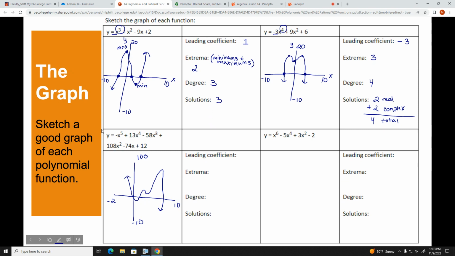So leading coefficient on this, looking for that number, I see a -1. Extrema, I see 1, 2, 3, 4. Degree is that highest exponent, so that is 5. Solutions, I see 1, 2, 3 real solutions, so 3 real. I know there needs to be 5, so that means there would be 2 complex solutions that are not showing on the graph for 5 total.